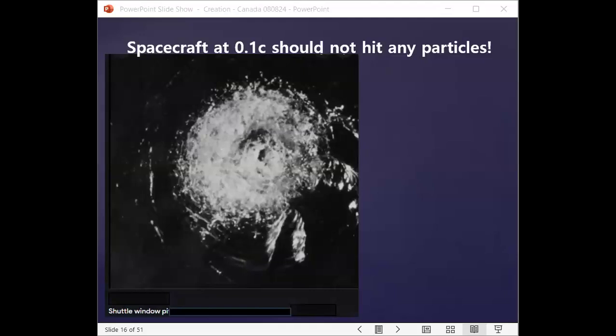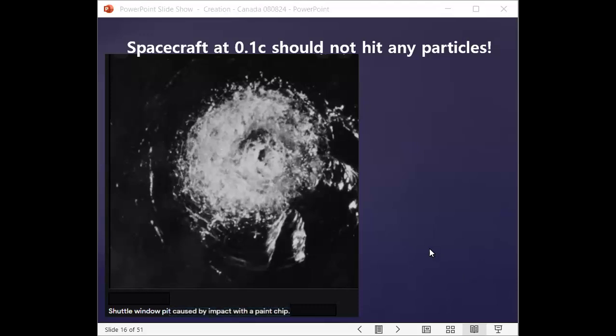When the spacecraft travels at 0.1c, several fundamental issues must be overcome. Look at this photo image, which shows a space shuttle's window pit. Do you know what caused this window to be nearly shattered? It was due to the collision with a paint chip detached from a satellite, a paint chip. Why? Because of the huge velocity difference between the shuttle and the satellite then.